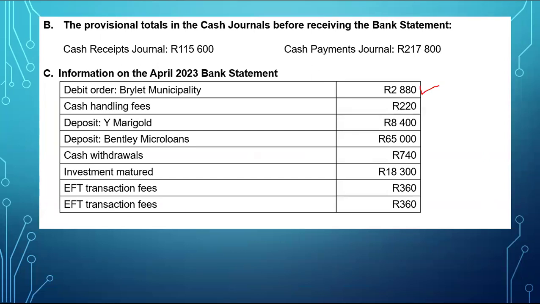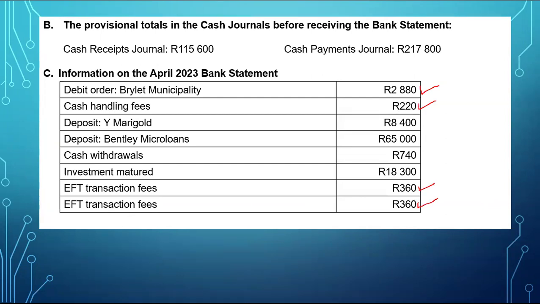We have a cash handling fee. We wouldn't have known about this, but that is a bank charge. I'm going to scrutinize. I see that there's a deposit, there's a cash withdrawal, there's an investment matured. Here it is, EFT and EFT. All of those are my bank charges. So you will just add them together and put them as bank charges.